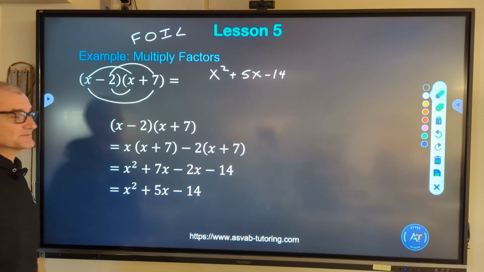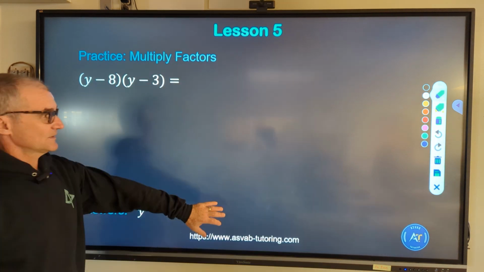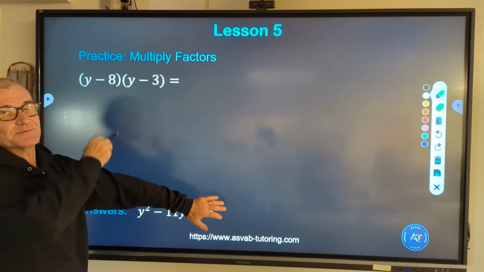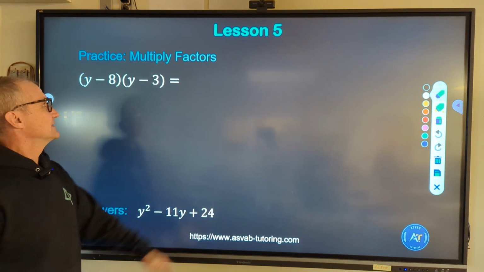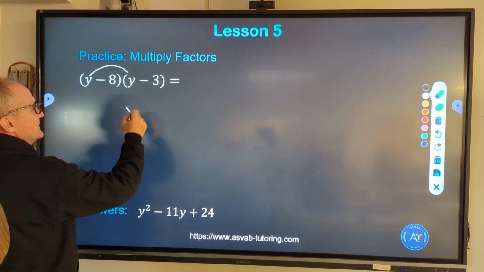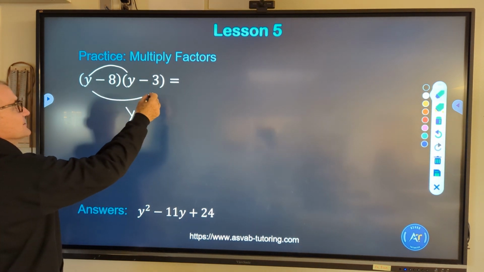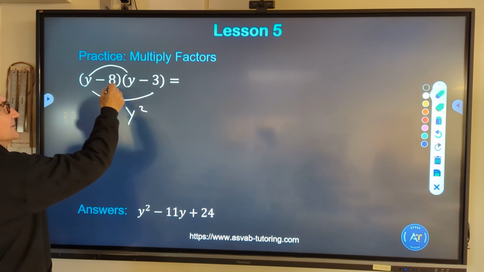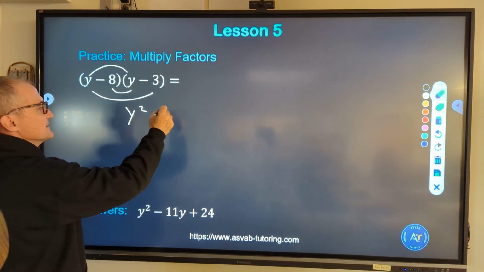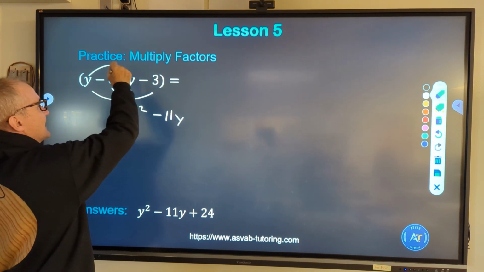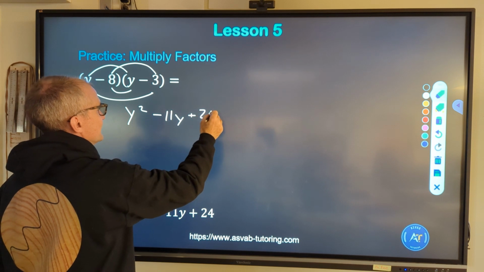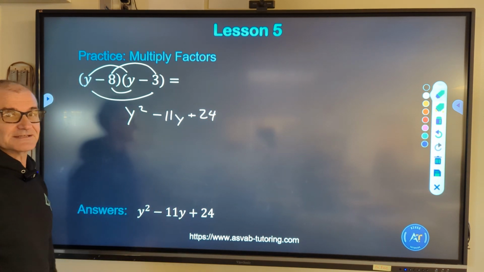So let's do a couple practice problems and see if we get this right. So here's one right here. I'll cover the answer up, pause the video, do this problem, and watch how I do this problem. Okay, unpause. We're going to multiply our first terms together to get y squared, our outer terms together, negative 3y, our inner terms together, negative 8y. Negative 3y, negative 8y is negative 11y. Then our last terms together, negative times negative, positive 24. And there's your answer right there.